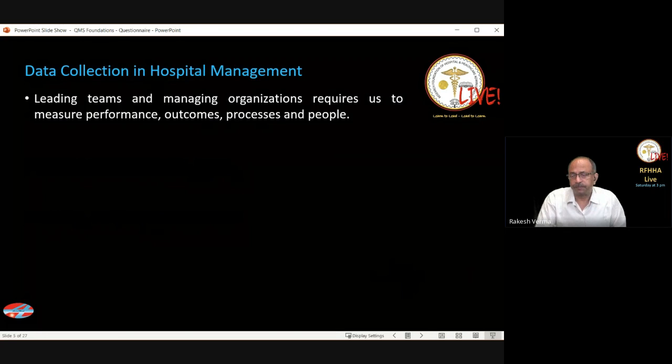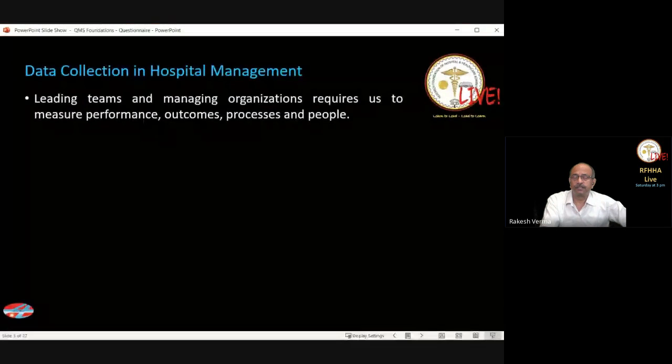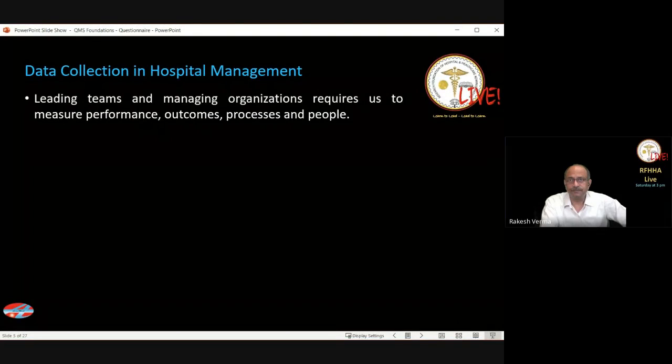So, leading teams and managing organizations. I think in hospital management, all of us do this. We lead teams. Those teams can be temporary or permanent teams. We manage organizations or parts of organizations or departments. And when we do that, we need to measure performance. We need to measure the outcomes, the processes, and people. Essentially, these aspects are required to firstly know the level of our current functioning or performance and to find out ways and means to improve.